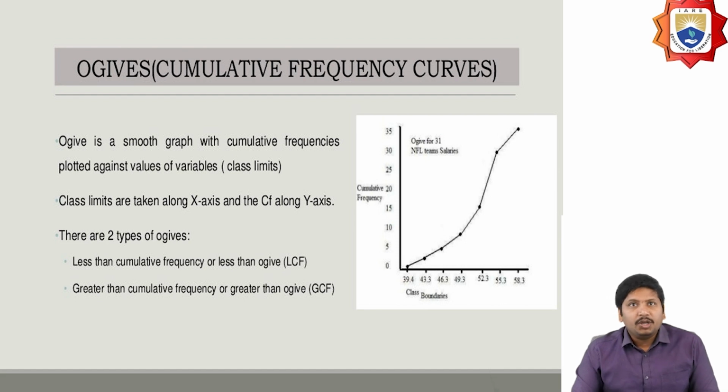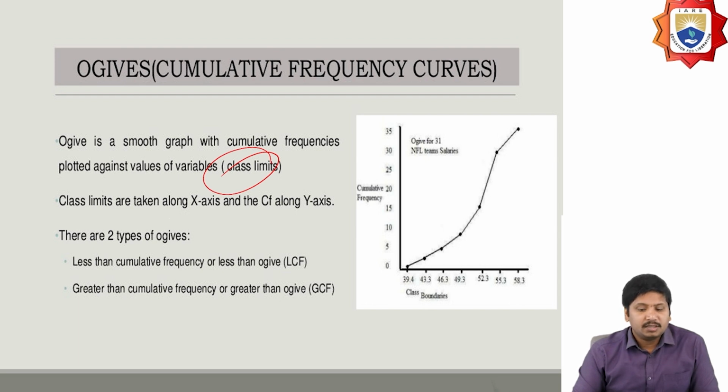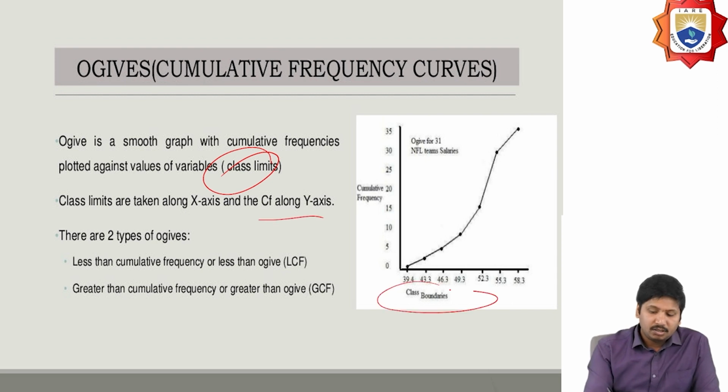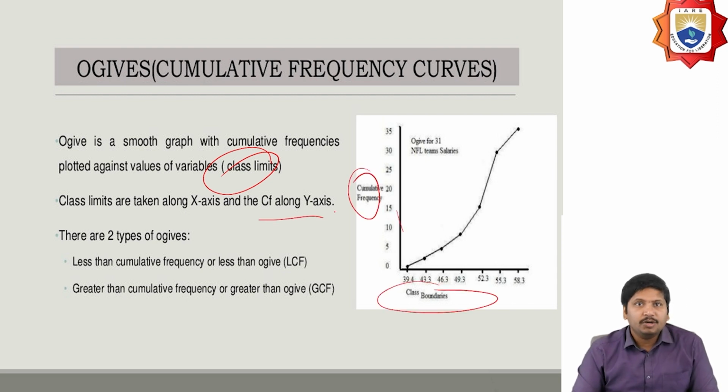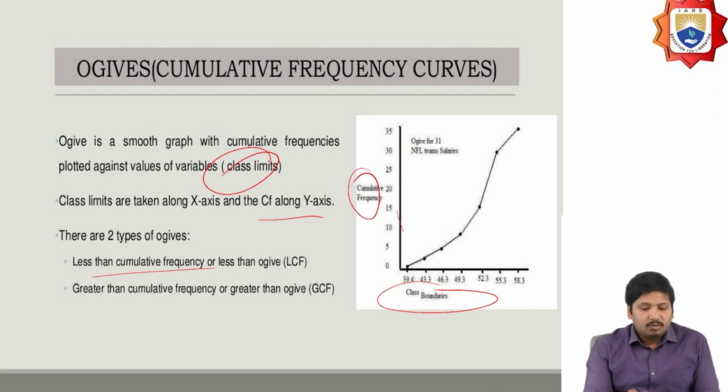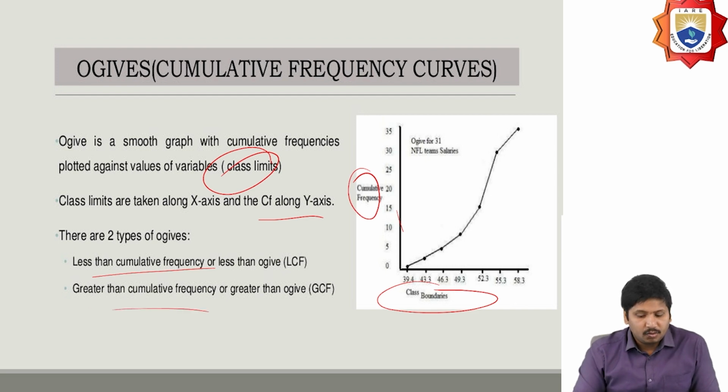And the next one is ogives. An ogive is a cumulative frequency curve. The ogive should be a smooth curve with the cumulative frequencies plotted against the values of the variable, which you can call class limits. Class limits are taken along the x-axis, and cumulative frequencies are considered on the y-axis. So this should be the class boundary and this should be the cumulative frequency. There are two types of ogives: less than cumulative frequency and greater than cumulative frequency, that is, the less than ogive and the greater than ogive.